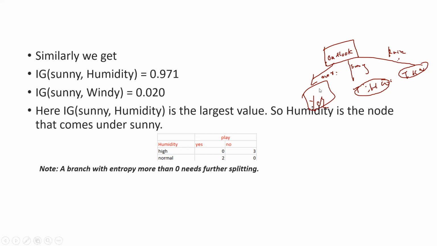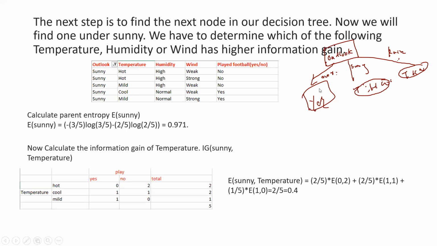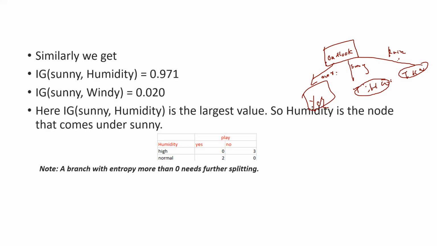Okay, under sunny we have 3 different things, right? Sunny with temperature, sunny with humidity, sunny with the wind. Now what we do, we try to calculate for everything. So we understood that sunny with humidity is the largest value, which we are getting 0.971.